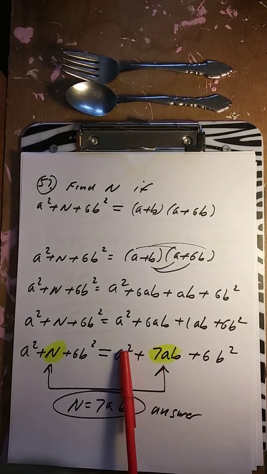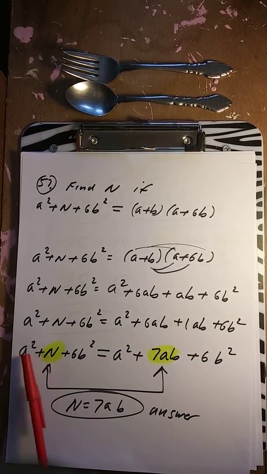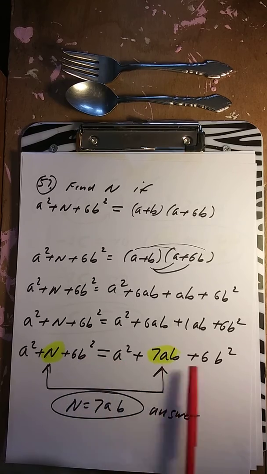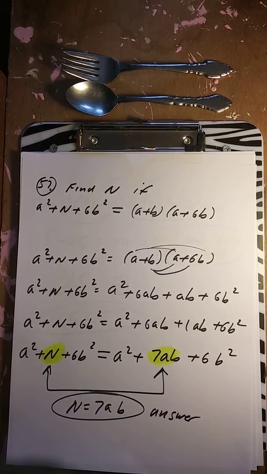So notice, we have a squared. This right here is 7ab. So no, a squared matches a squared. 6b squared matches 6b squared. So this one must match this one here. So n has to be what? 7ab.